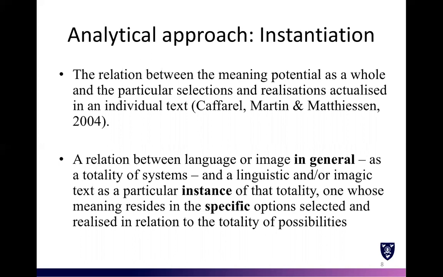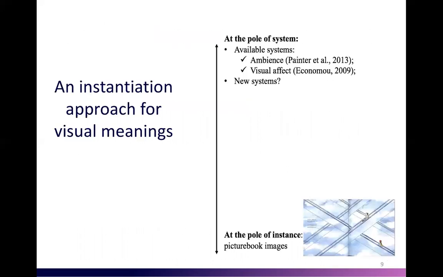For example, in the system of appraisal, a particular option of affect is instantiated as particular grammatical choices in a particular text. This kind of idea can also be applied to describing non-linguistic modes. In the current study, we adopt an instantiation approach for describing evaluative meanings actualized through the images in two picture book stories. As illustrated in this figure, the study focuses on two perspectives of visual evaluative meanings in picture book images.